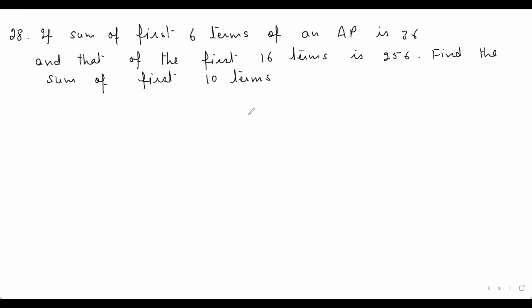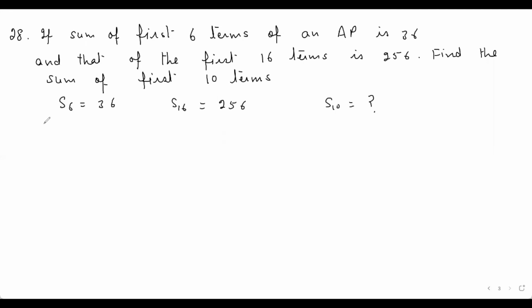Now the 28th question is, if the sum of first 6 terms of an AP is 36 and that of the first 16 terms is 256, find the sum of first 10 terms. Now what is given? S6 is equal to 36 and S16 is equal to 256. You have to find S10, the sum of 10 terms.